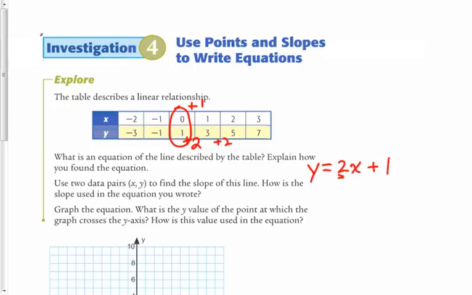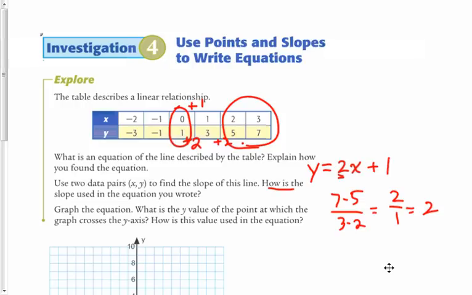Now we're supposed to use two data pairs to find the slope of the line. And if you do that, maybe we'll just use these two here. 7 minus 5 over 3 minus 2. And that's 2 over 1, which is 2. And it says, how is the slope used in the equation you wrote? Well, the slope is the coefficient.